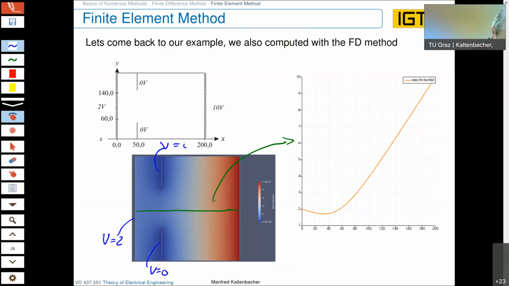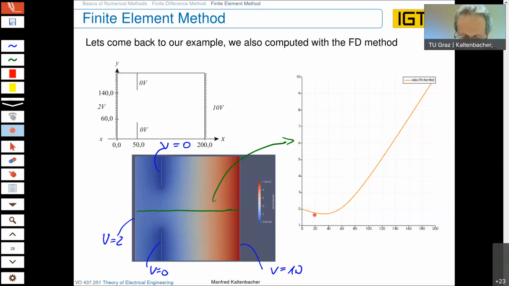Here V was equal 0. And here V equal 2. So you see, it exactly starts at 2 volt and ends at 10 volt. Otherwise, we have made a mistake, because there we have prescribed the Dirichlet boundary condition.